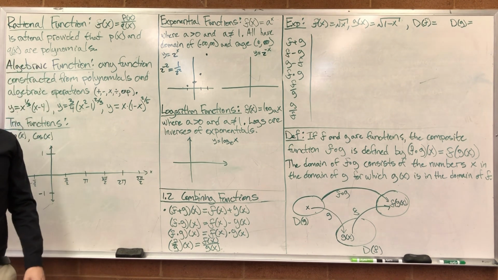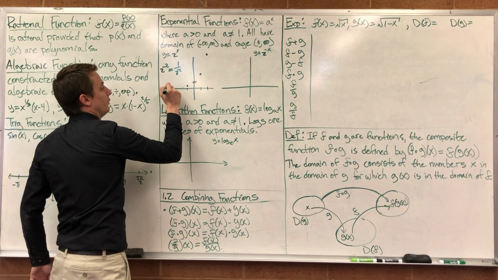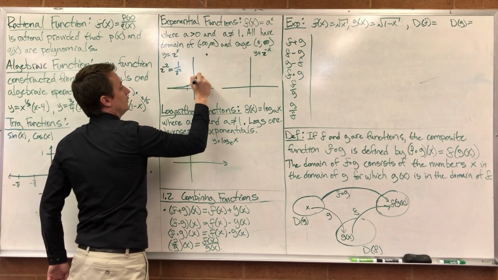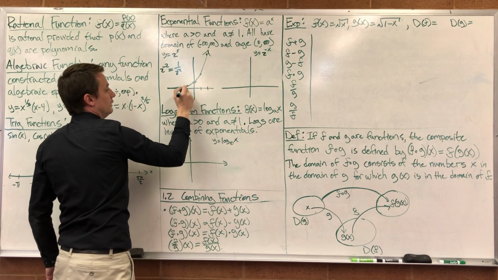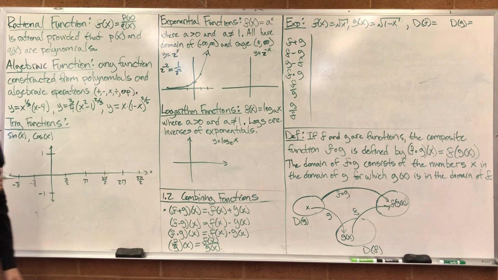Is it possible for me to ever get 0 out of this thing? Nope. So this thing keeps getting smaller and smaller, never actually getting to 0, and then shoots off and blows up like that. So it doesn't ever actually reach this line, it just gets closer and closer. Make sense?